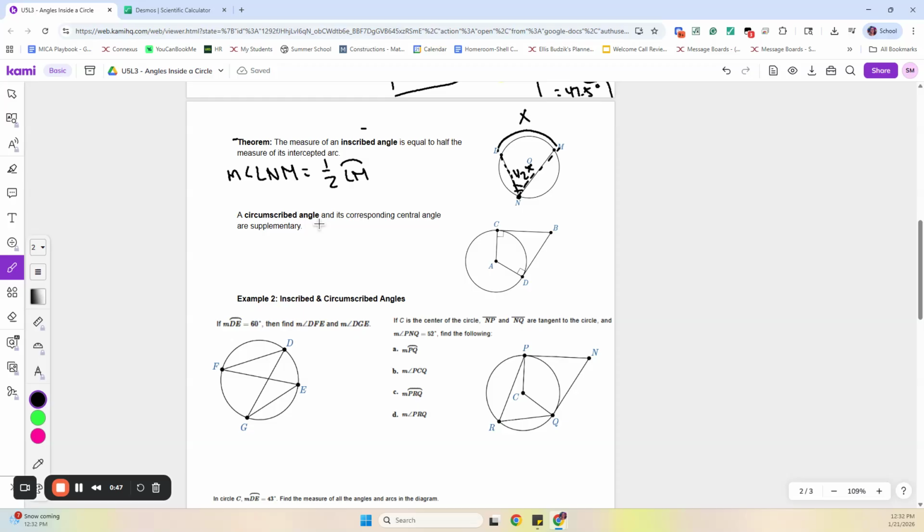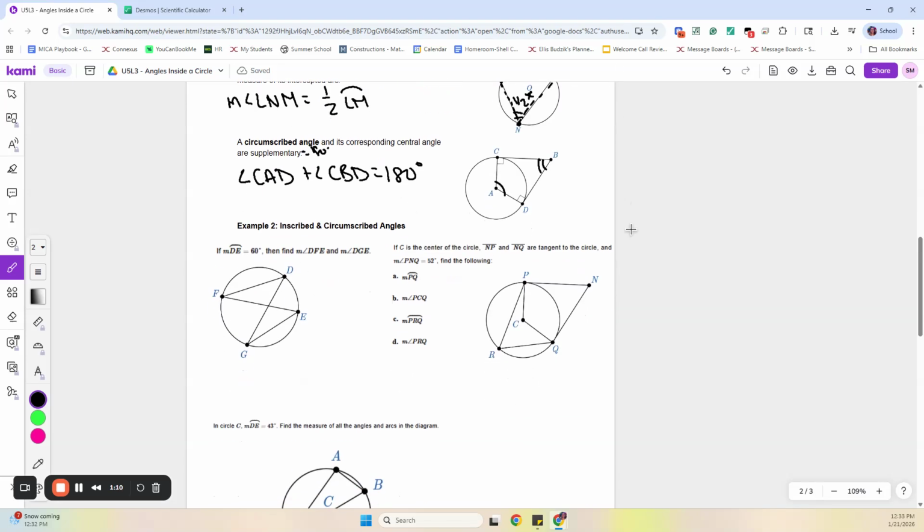Then a circumscribed angle and its corresponding central angle are supplementary. So if I have a central angle over here, this circumscribed angle is supplementary to that. So I can say angle CAD plus angle CBD equals 180 degrees. Remember, supplementary equals 180.